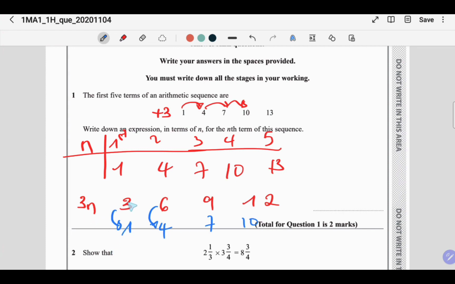We would see that from 3, if you want to go back to 1, you have to take away 2. From 6 to 4, you take away 2. From 9 to 7, you take away 2. Now what does that mean? It means that our sequence would have an nth term of 3n minus 2.